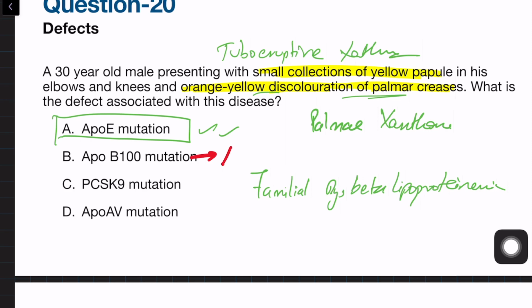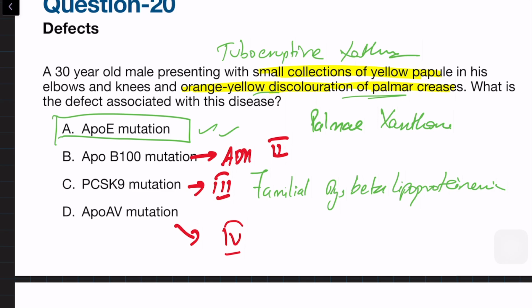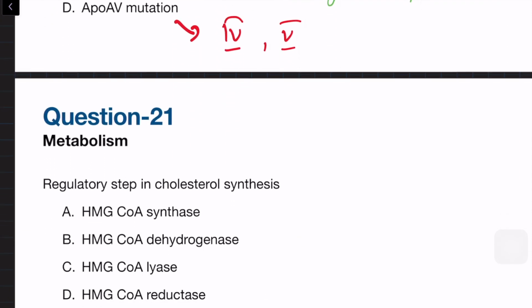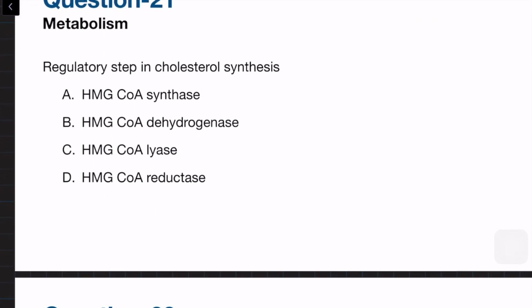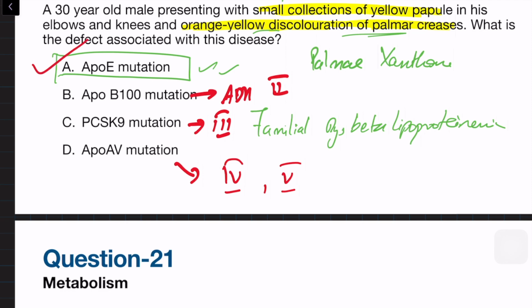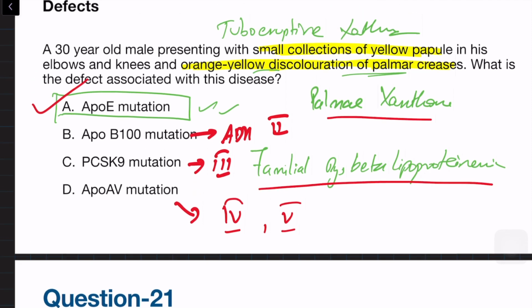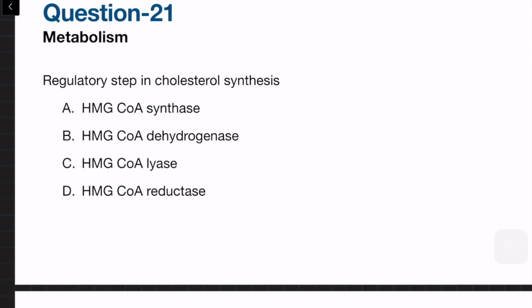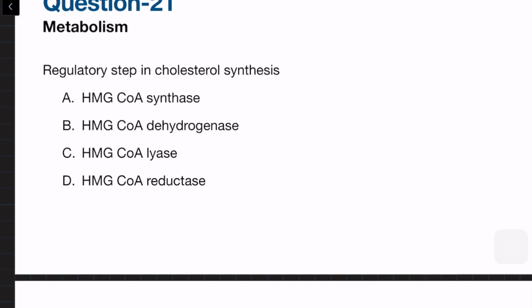B100 defect is ADH type 2. PCSK9 will be ADH type 3, and ApoAV is type 4. Hyperlipoproteinemia also implicated in type 5. Hyperlipoproteinemia type 1, type 4, type 5, these three are classified by the Fredrickson classification. That is not very important. But know this one: ApoE mutation, palmar xanthoma, familial beta lipoproteinemia. That is the important question. That's why I took this question. And the regulatory step in cholesterol synthesis is HMG CoA reductase.